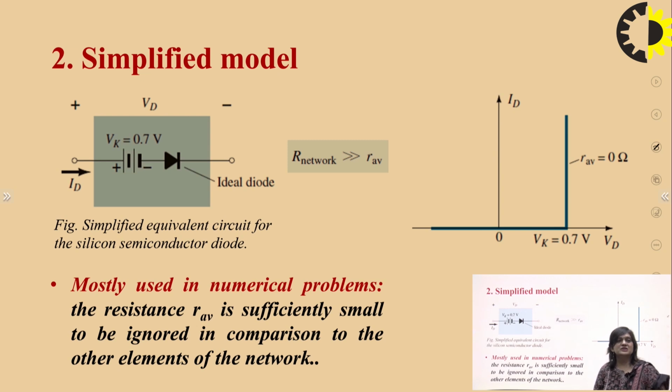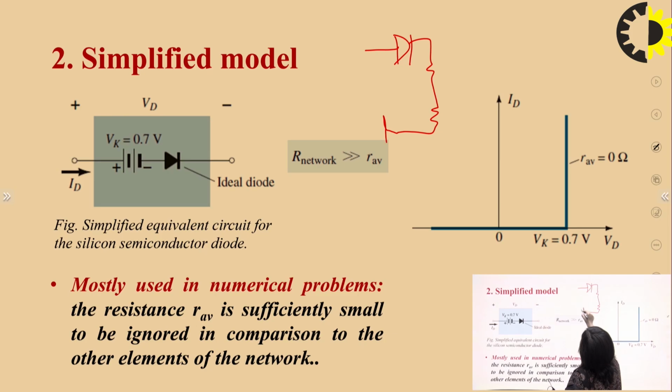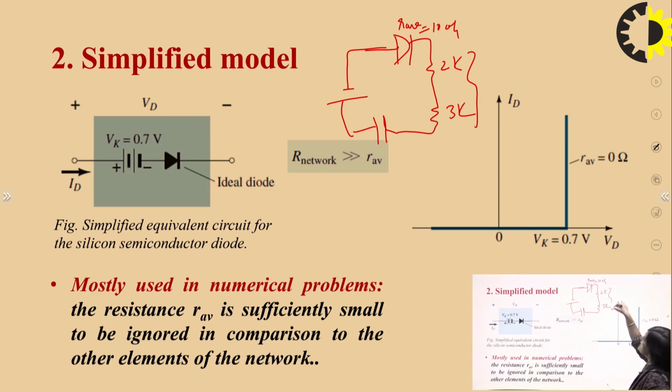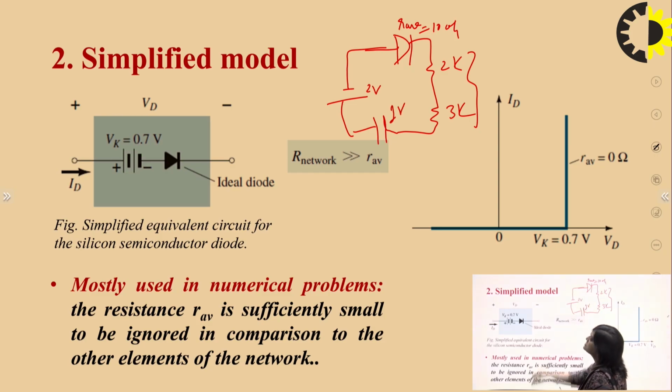Simplified model: this model is generally used for numerical problems, and in that case this is our diode and it is connected with the circuit, where resistances are there and supplies are there. The resistance of the diode is RAB, and that is 10 ohm, and here the resistances are 2K, 3K. So these are the R network. This R network is very high in comparison to the 10 ohm. So we can ignore the resistance of the diode, and the supply that is connected here is in the range of 1 volt, 2 volt, 3 volt. So we cannot ignore the cut-in voltage of the diode.